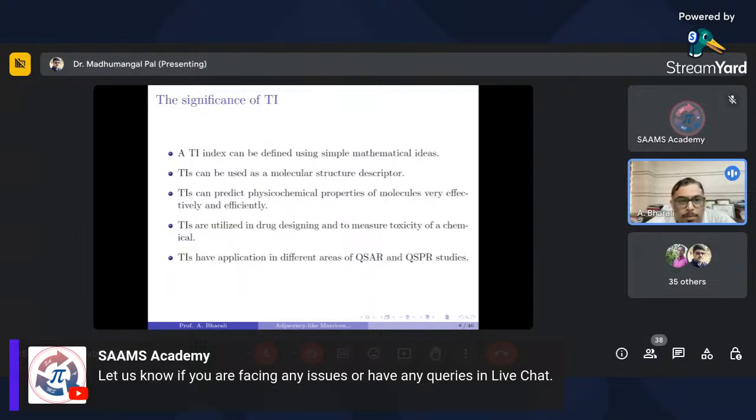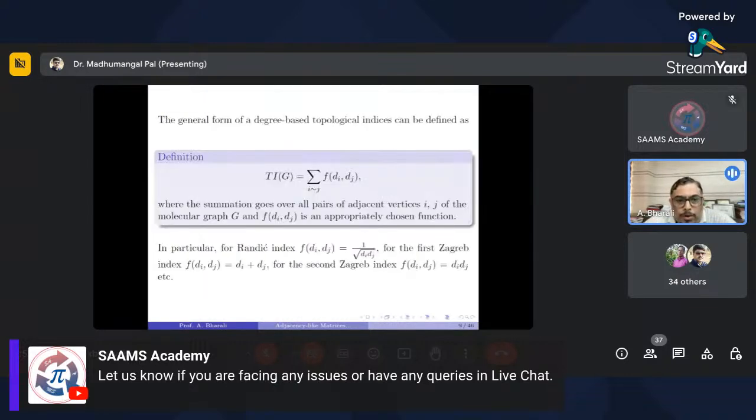Next slide, sir. So these are some of the applications, or the significance, of TIs. They can be used as molecular descriptors. They can be used in predicting physicochemical properties. They are being utilized in drug designing and so on and so forth.